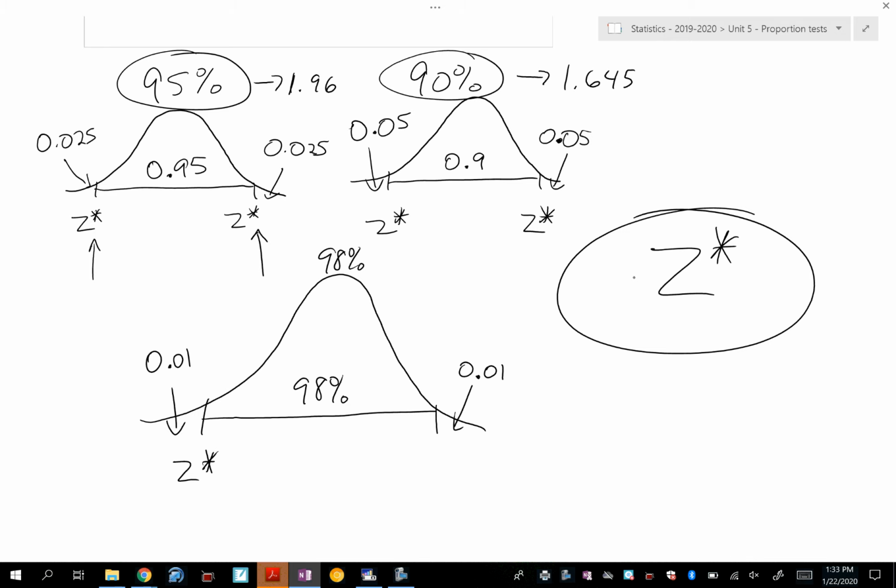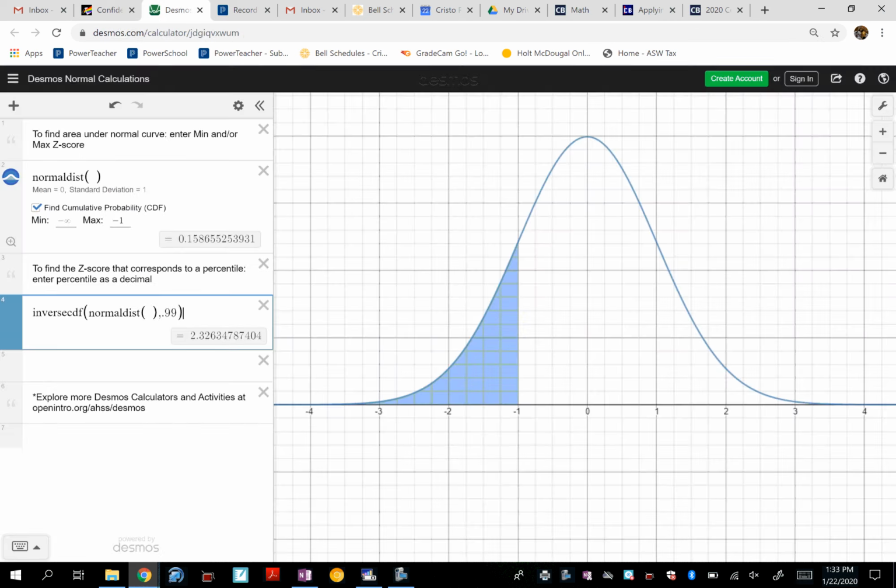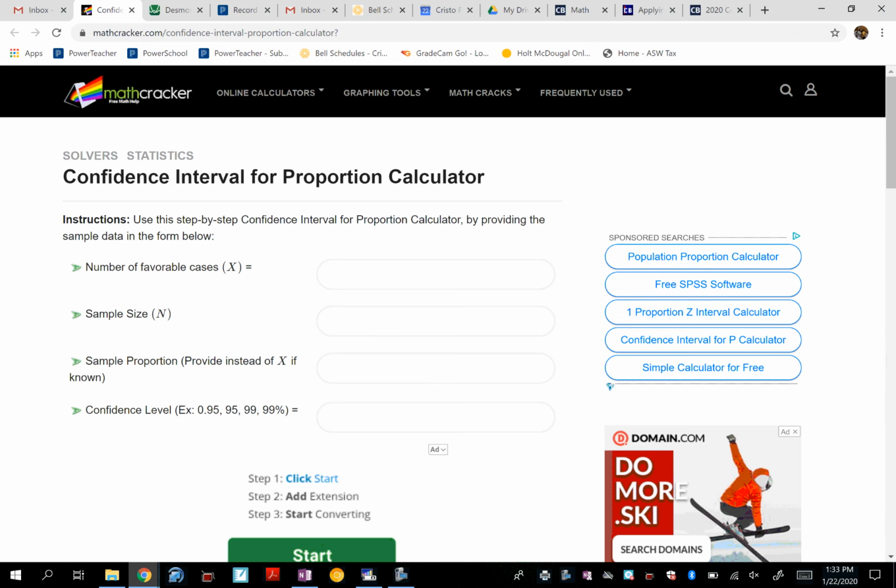Okay, let's go ahead and show you the other link. Yes, Math Cracker. This one here. I want to show you, remember that problem that we did yesterday with the unemployed men that were married? We looked at what proportion of them are married. I'll pull that up here.